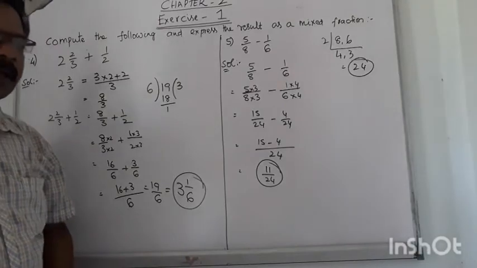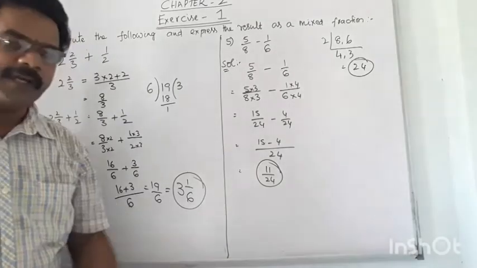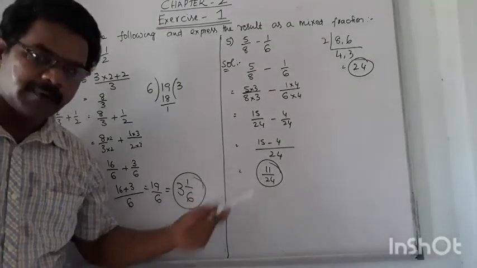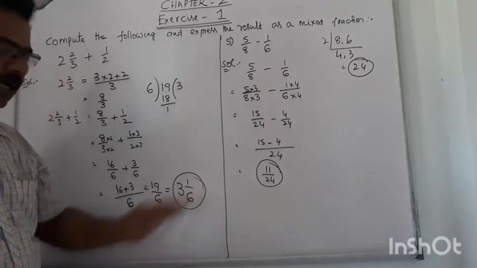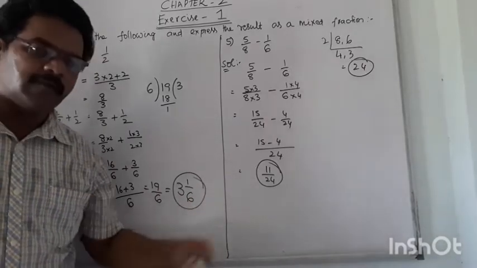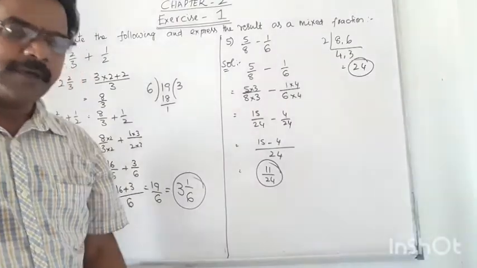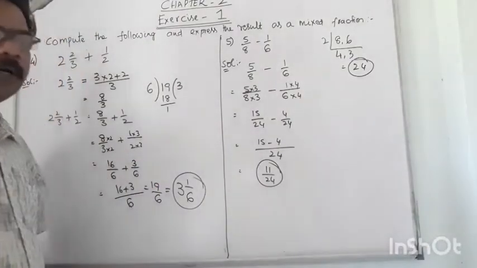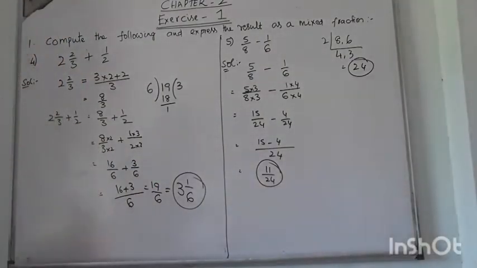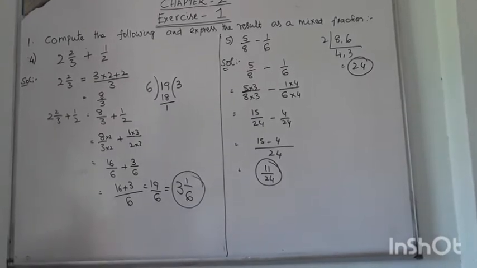It cannot be converted into the form of a mixed fraction. Why? Because it is a proper fraction. All proper fractions are less than 1 and we cannot convert them into mixed fractions. Okay. So please pause the video and note down the sums. And one more sum is there, that also we shall complete. Sixth one in this first Roman.